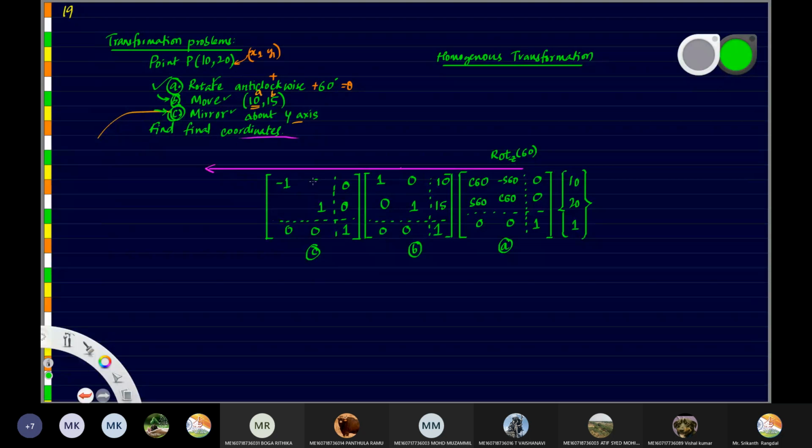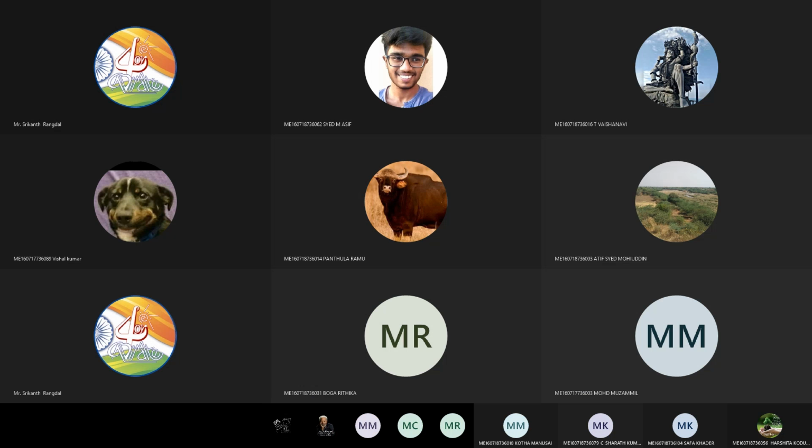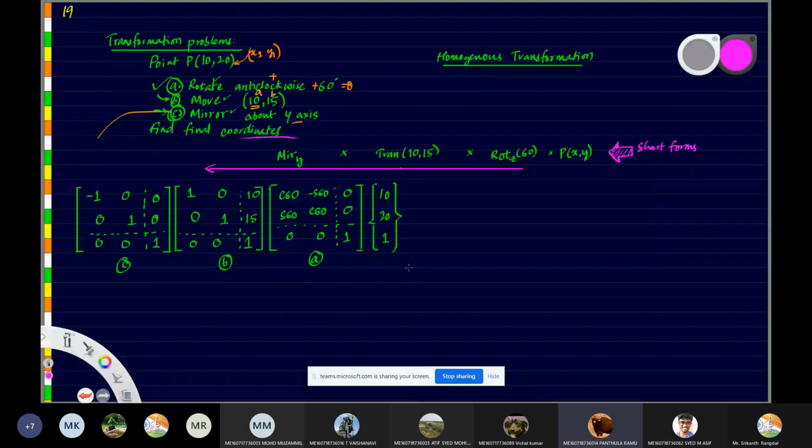Okay, so let me take this. The screen is stuck. Sir, the cursor is not moving. Screen is stuck. One minute. I'll stop sharing and share again. That will solve the problem. Now, is it visible back? Are you able to see? Is the cursor moving? Okay.